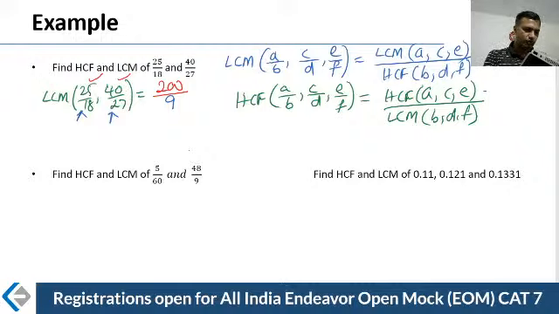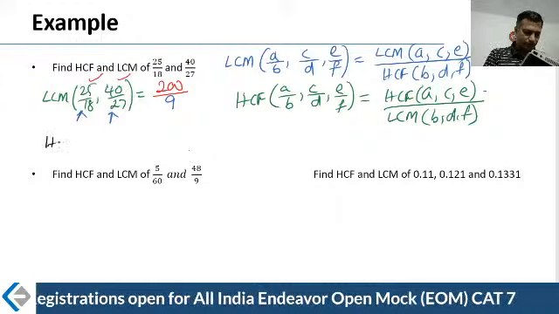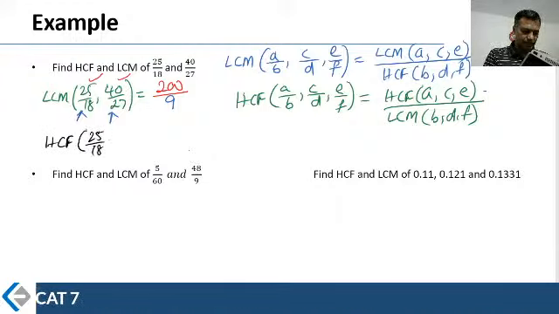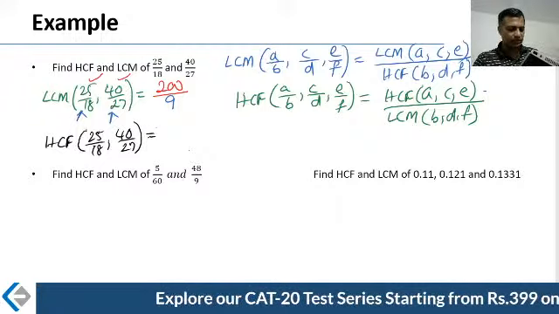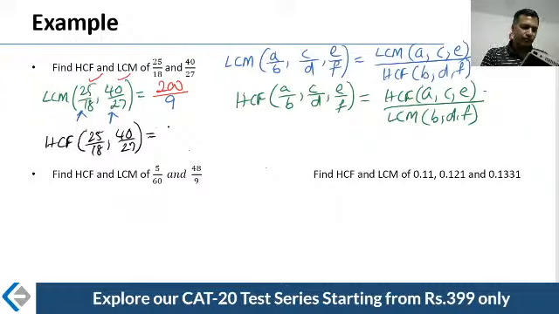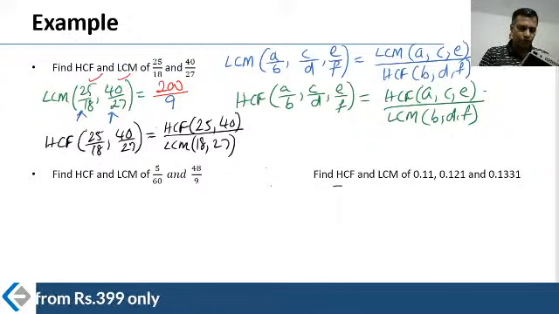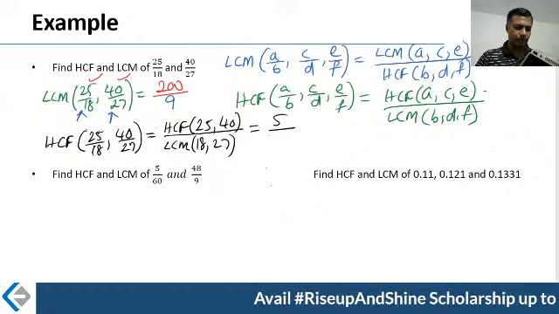What if I want to find the HCF of the same given fractions, 25 by 18 and 40 by 27? Find the HCF of the numerators, 25 and 40, over the LCM of the denominators, that is 18 and 27. The HCF of the numerators, 25 and 40, is 5.